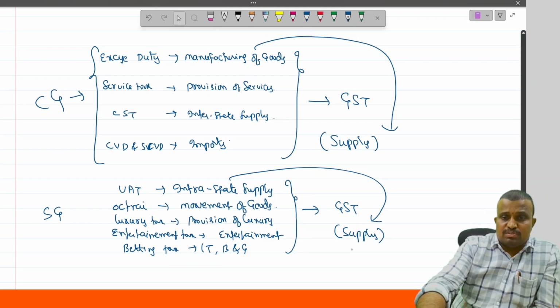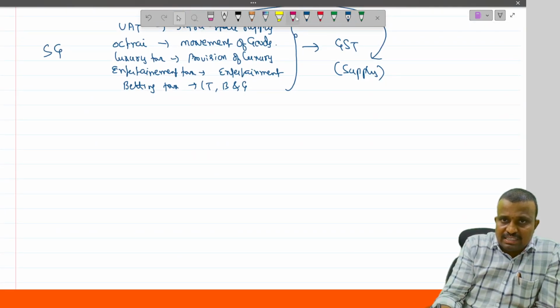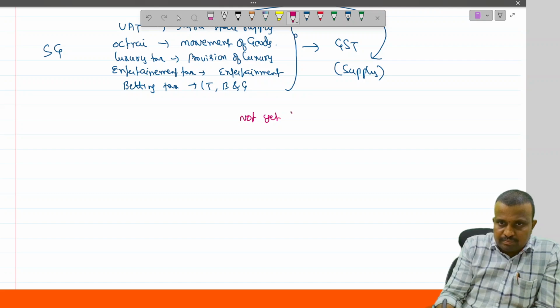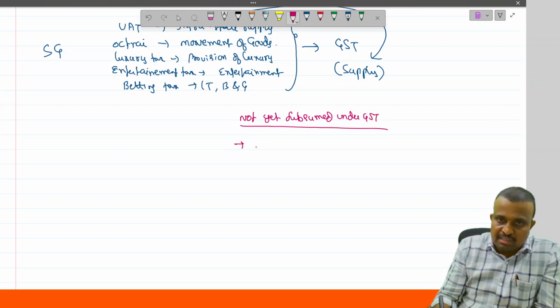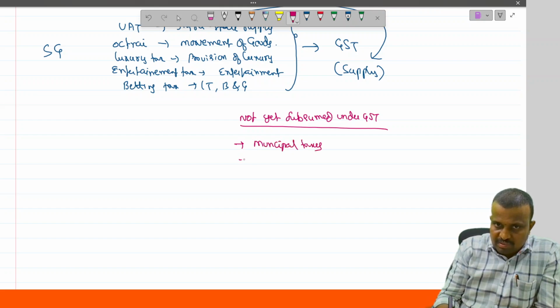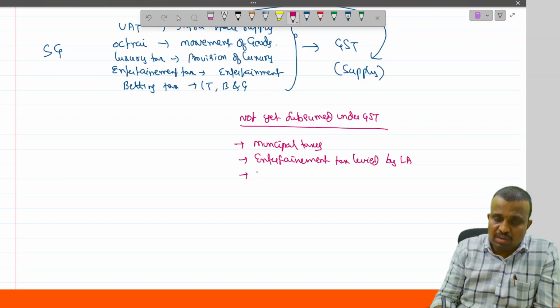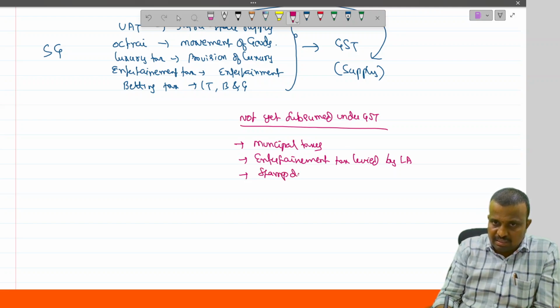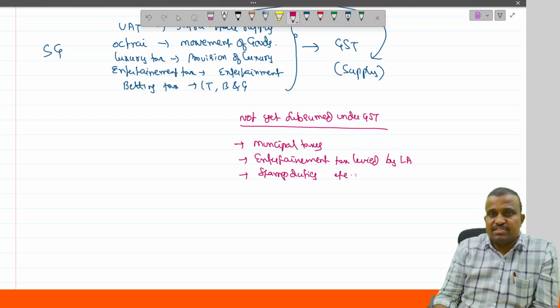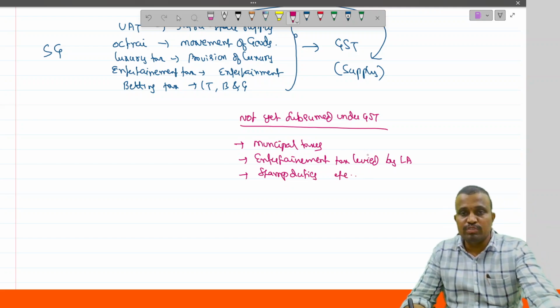Okay, and these are all subsumed, but some taxes are not yet subsumed under GST, like municipal taxes and entertainment tax levied by local authority, stamp duties, etc. These are all not yet subsumed under the purview of GST. Okay.